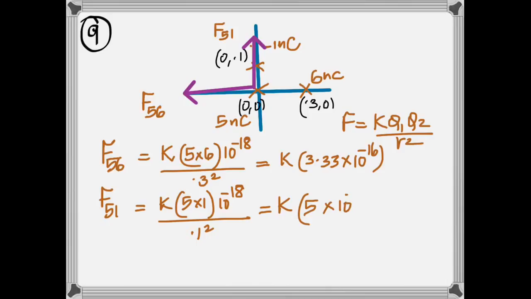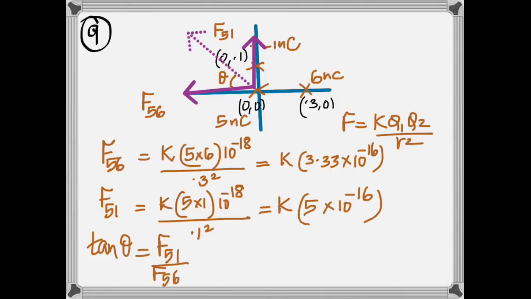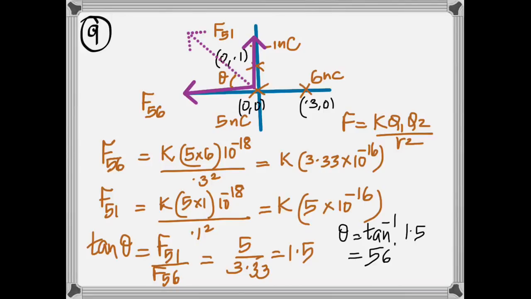And you're asked to find the direction. So let's say that the angle that's made with the negative x-axis is theta, and from there tan theta is opposite side, which is F51, divided by the adjacent, which is F56. Take the inverse of that to get approximately 56 degrees above the negative x-axis.